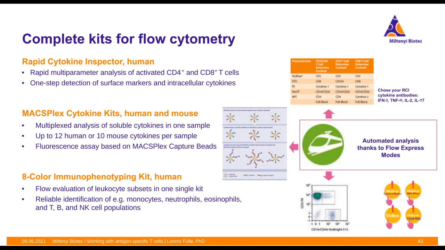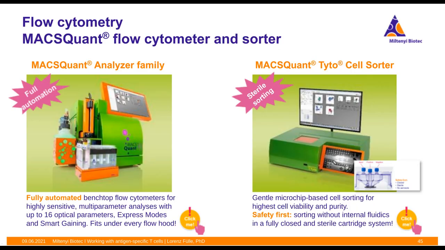And then finally, we also have the so-called 8-color immunophenotyping kit, which enables an optimized flow-based evaluation of various leukocyte subsets, such as, for example, monocytes, neutrophils, eosinophils, T and B cells, as well as NK cells. And our flow portfolio is rounded off with our flow analysis and sorting instruments of the so-called MaxQuant series.